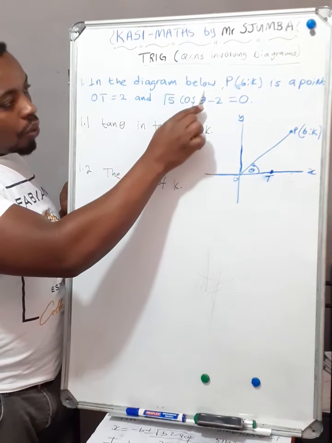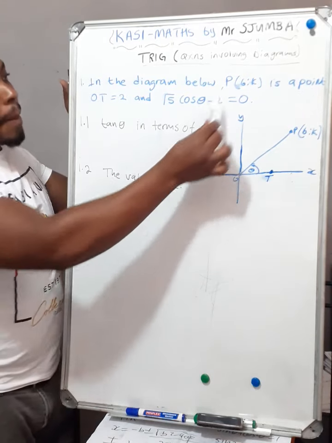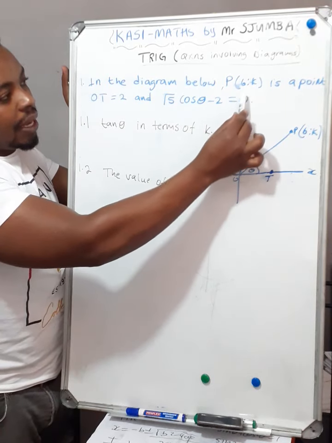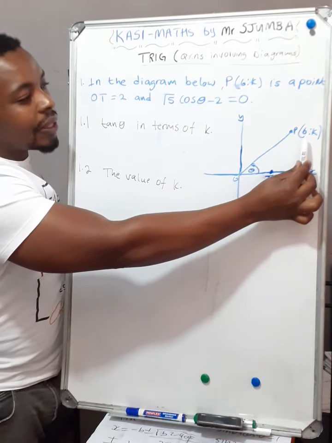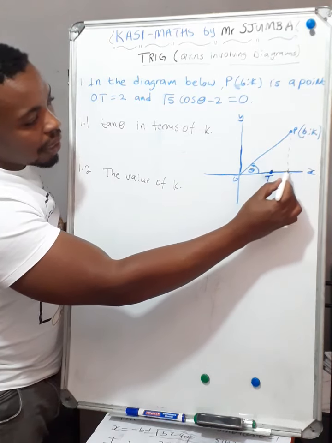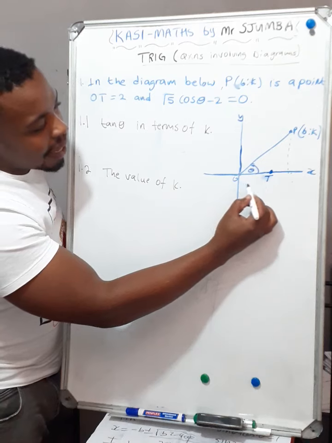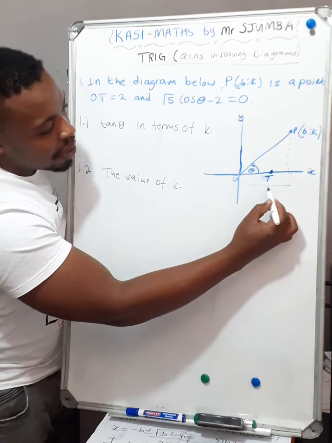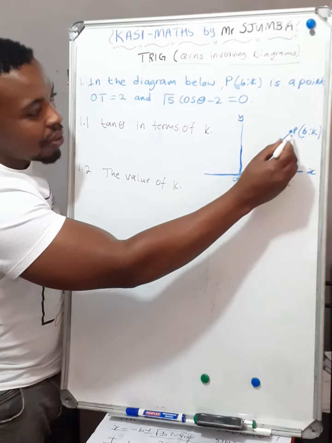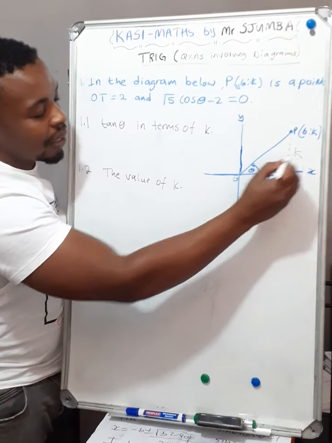In the diagram below, P is a point, 6 map K, X map Y. Now the point is 6 map K. So the length is X. So we know that from here to here is 6, from here to here is K.